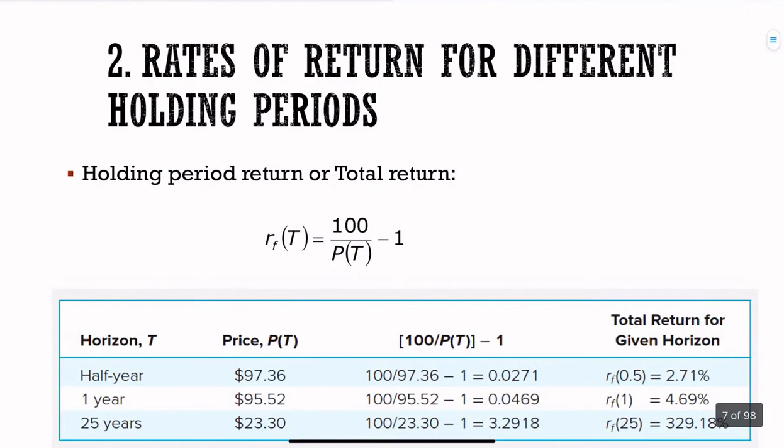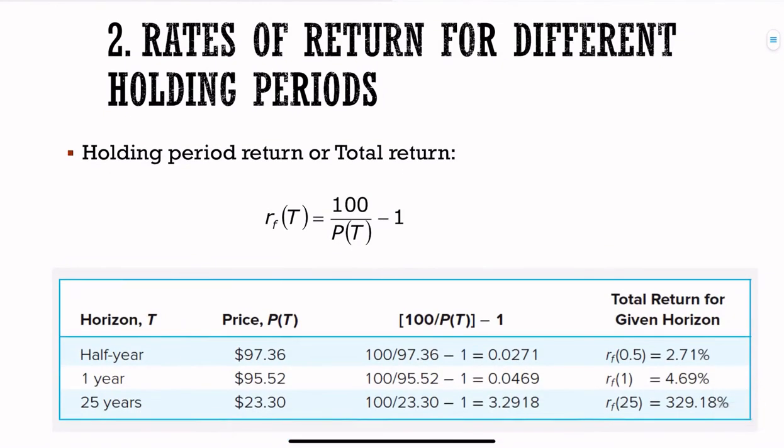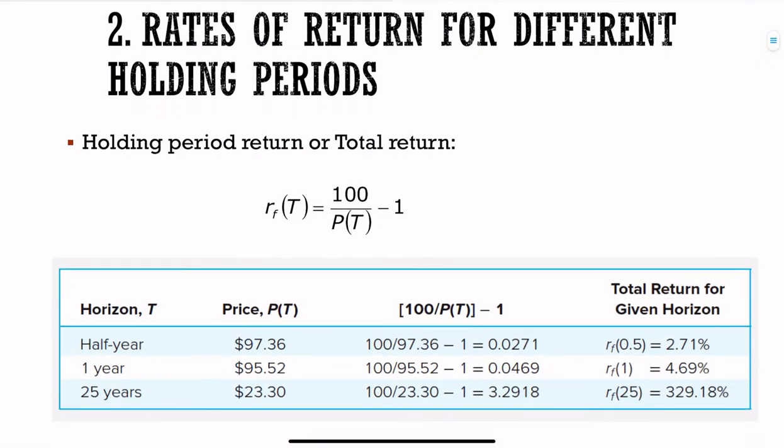Okay, now let's talk about calculating returns. To be more specific, we will talk about how to annualize returns. First, we start from the simplest case of calculating returns, that is, holding period return or total return from your investment.